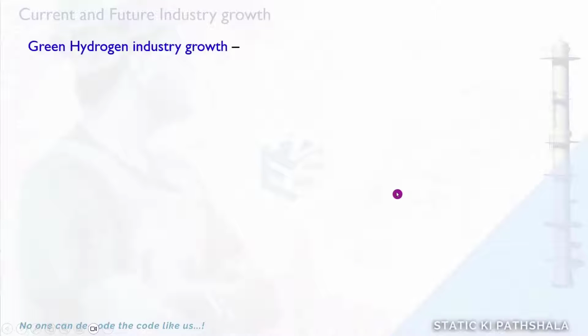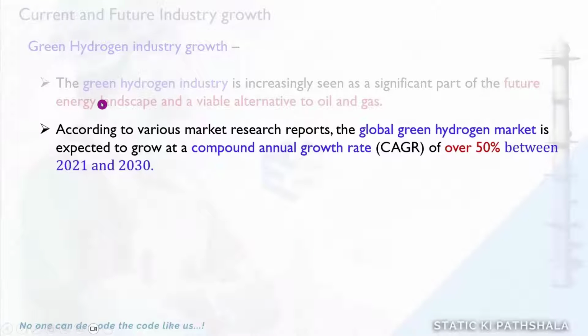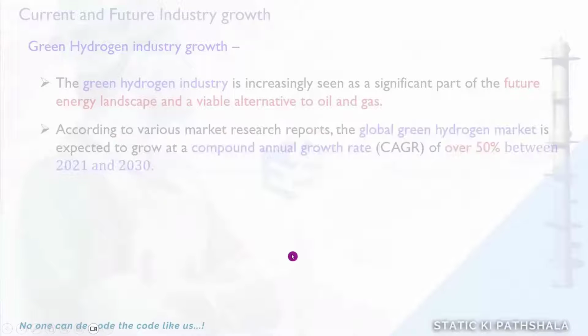Some of you have mentioned that a green hydrogen industry is coming, right? So what is this green hydrogen? The green hydrogen industry is increasing significantly as the future, and we can see that it could be a very positive alternative to oil and gas. According to various market research, the global green hydrogen market is expected to grow at a compound annual growth rate, which is called CAGR, of over 50% between 2021 to 2030. So the hydrogen technology or industry is going to increase every year by 50% from 2021 to 2030. So we can see there will be a shift of the energy in the upcoming future.